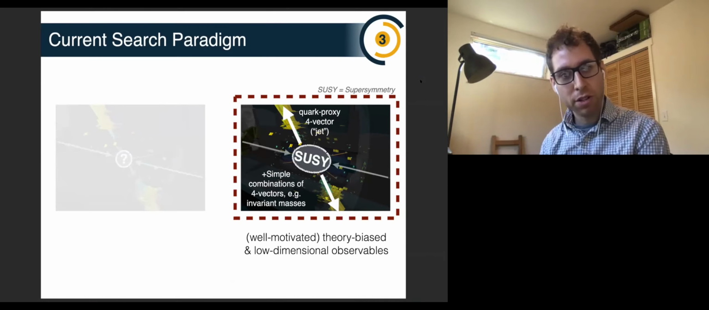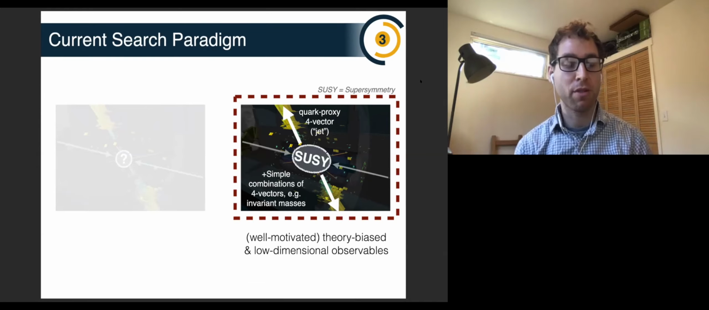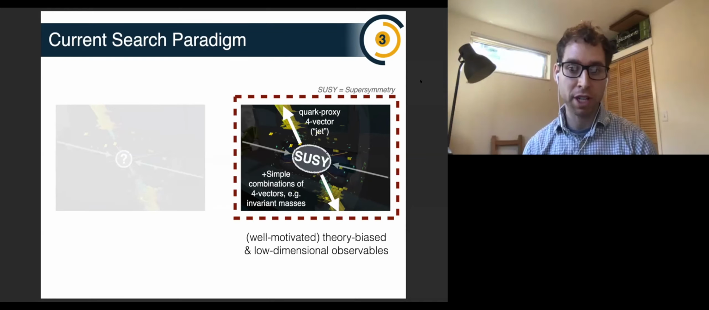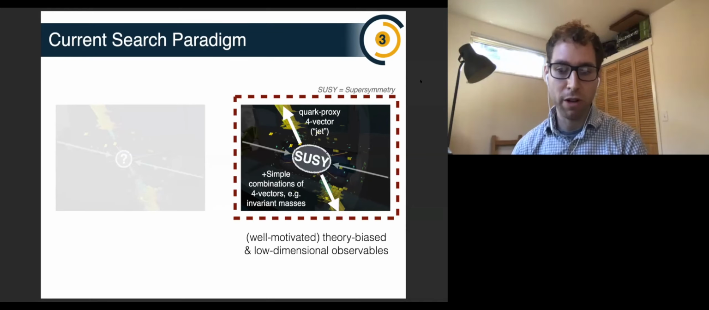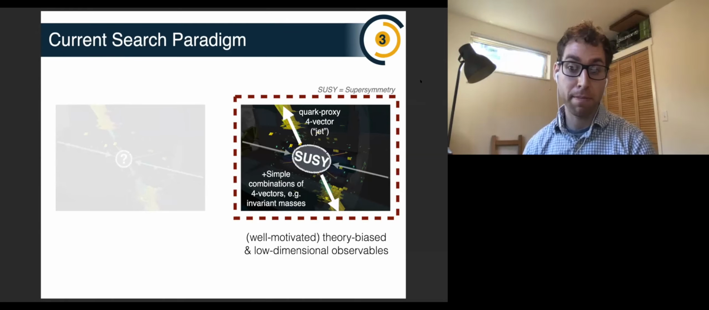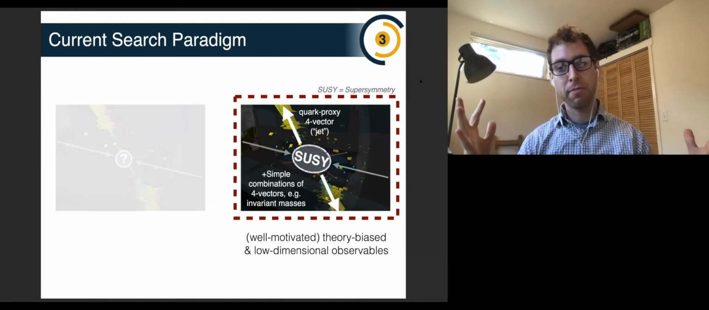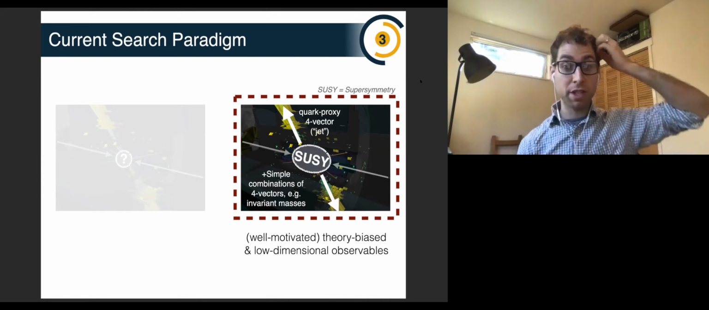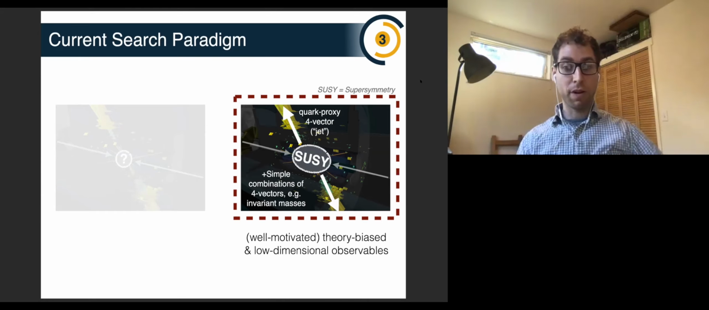The current search paradigm is typically, 99% of searches at the LHC proceed as follows. You posit some well-motivated theory model, say supersymmetry, and then using that model, we build some low-dimensional feature space to then construct some analysis strategy to find those particles.